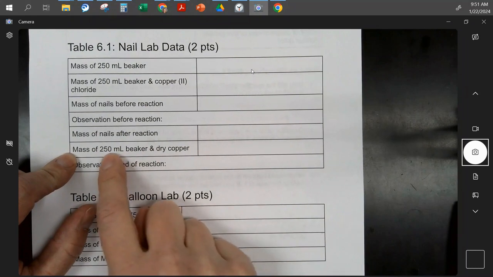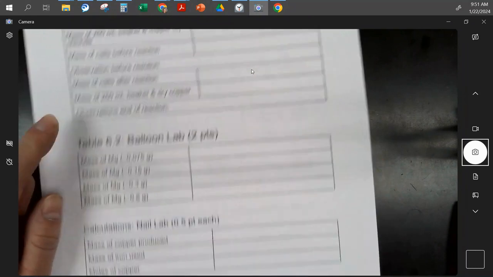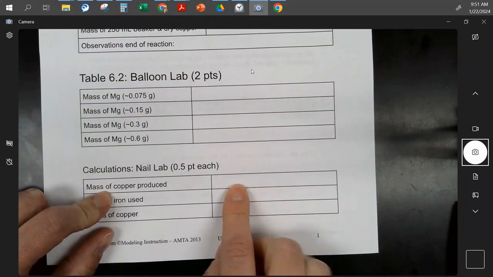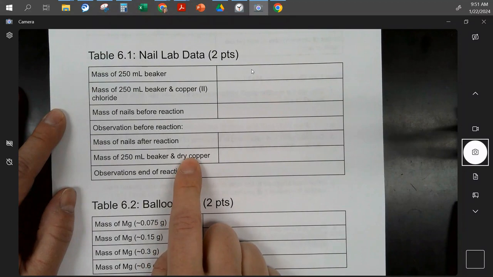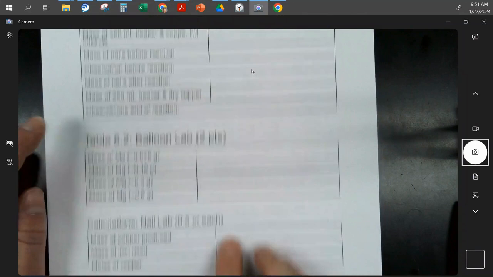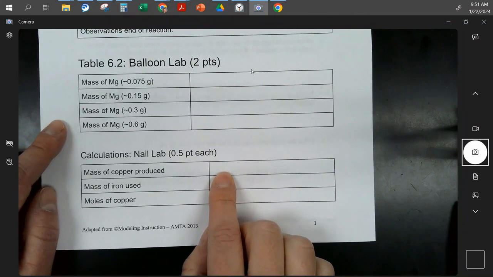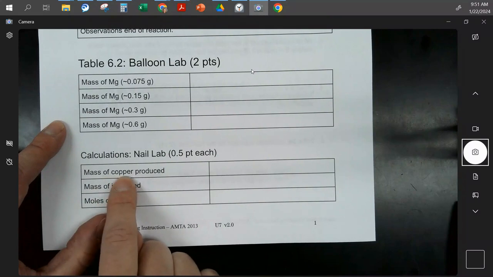Mass of the beaker plus the copper should go here. And then you can figure out how much copper you have, mass of the copper produced, by taking the mass of the beaker and the copper and subtracting off the beaker, and that should be your copper mass. Do you agree with that? So if you haven't done that already, figure out the mass of your copper produced. So you're going to subtract the beaker off of the mass of the beaker and the copper.